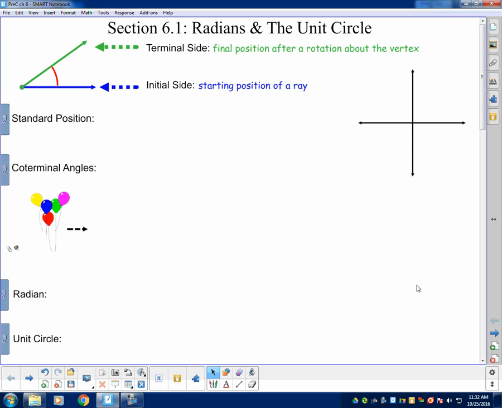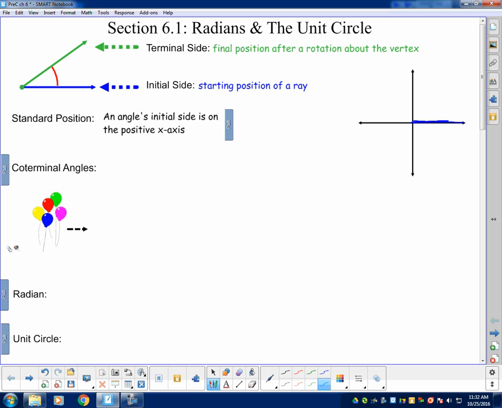Standard position is when an angle's initial side is on the positive x-axis. So right here is the positive x-axis, and then the angle comes up from there in a counterclockwise direction.